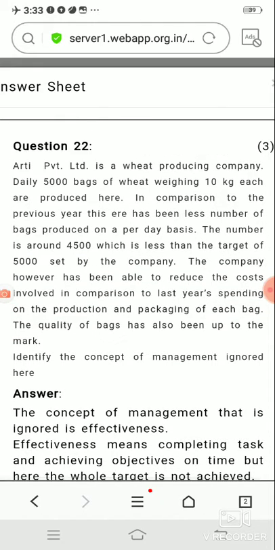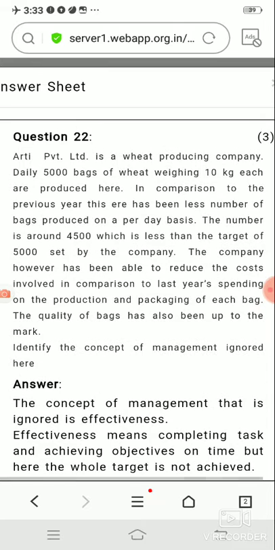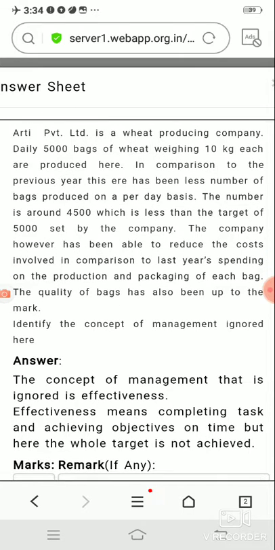Now next question was a case study. Now children, this case study was related with Aarti Private Limited, a wheat producing company. Daily 5,000 bags of wheat weighing 10 kg each are produced here. It means there is a company Aarti Private Limited. Every day 5,000 bags of wheat, 10 kg per bag, are produced by the company. In comparison to the previous year, this year a smaller number of bags is produced on a per day basis. The number is around 4,500, which is less than the target of 5,000 set by the company.